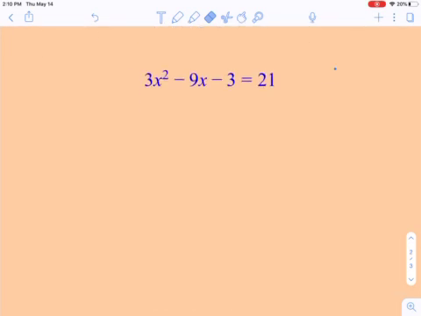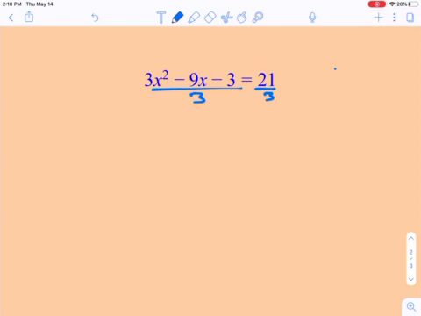So we got 3x squared minus 9x minus 3 equals 21. Well, the first thing I see when I look at this, if I ask you what do you notice, I hope one of the things that will come up is that you will realize that 3, negative 9, negative 3, and 21 all have the number 3 as a factor. So what I would think is, well, let's get 3 out of there. And so you might ask, how do I do that? Well, what you do is you're going to divide each side of this equation by 3.